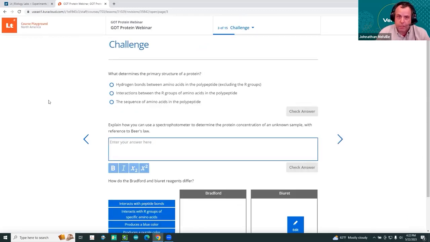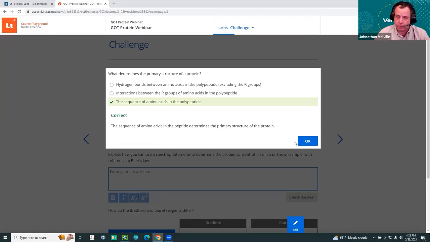Before students get started, though, it's important to challenge them so that you know that they understand what they're doing next. So we have a few questions. So what determines the primary structure of a protein? You can all guess. Do this yourself in LT. Remember, it's the sequence of amino acids, and then the students can also check their answer to see if they got it right.